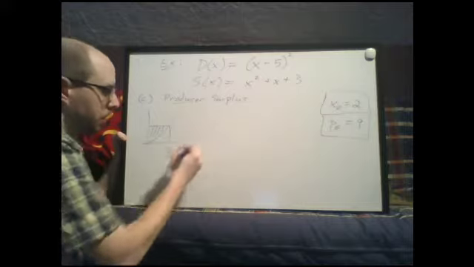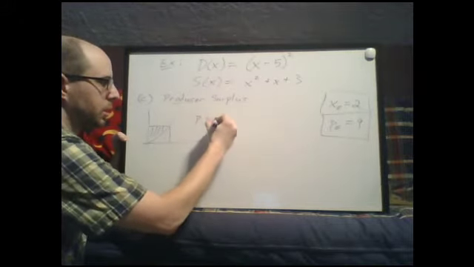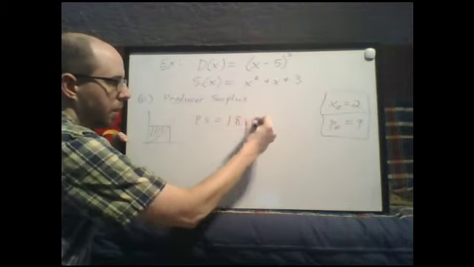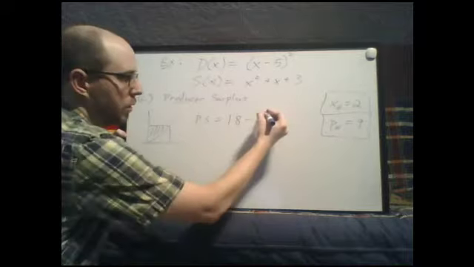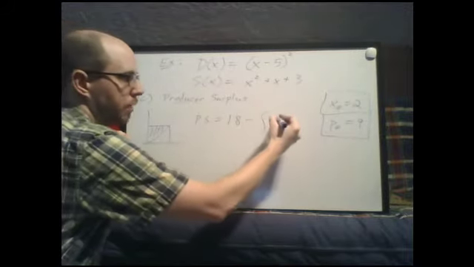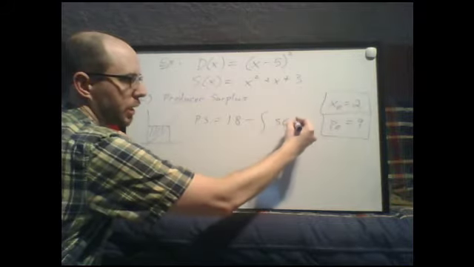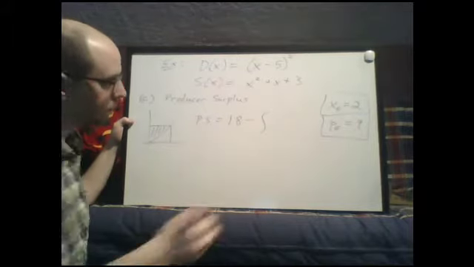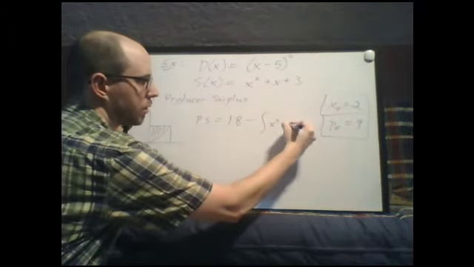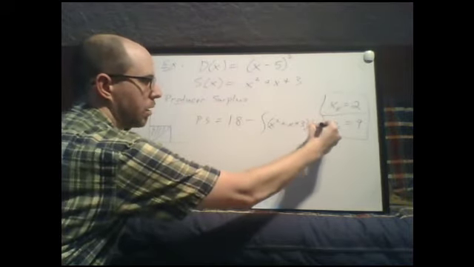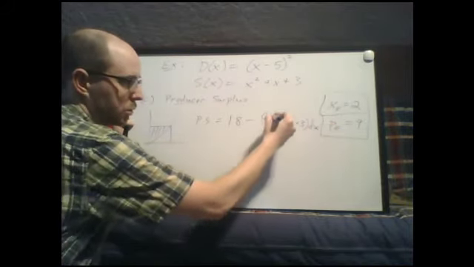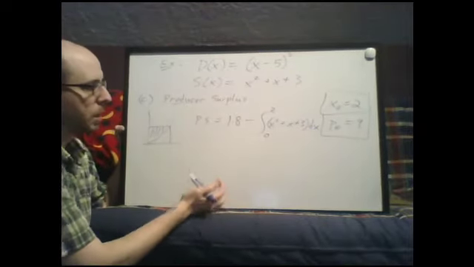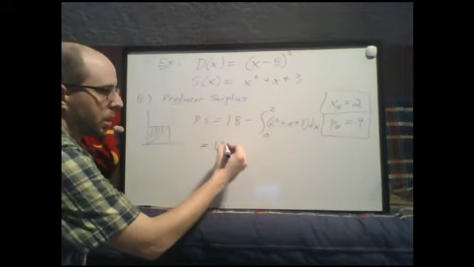So we're going to do producer surplus equals the rectangular area, that's 2 times 9, which is 18 again, minus the area under the curve, which is the integral of our supply function. So the integral of s of x dx. But in our case, it's x squared plus x plus 3. And we're integrating from 0 to 2 again. It's always the same x interval for both of our surpluses. Okay, so now we just have to do this and be careful with our signs.